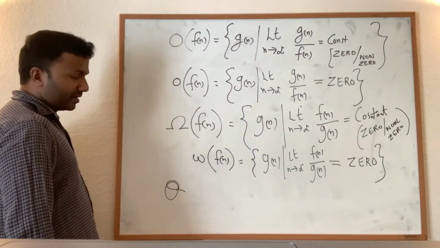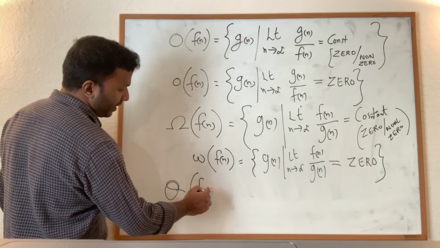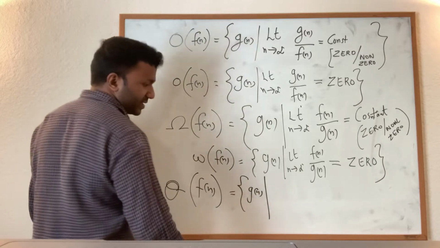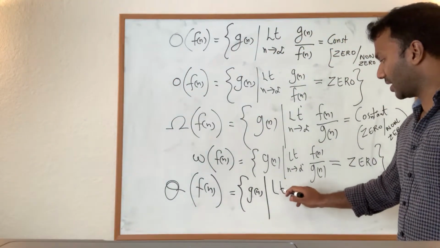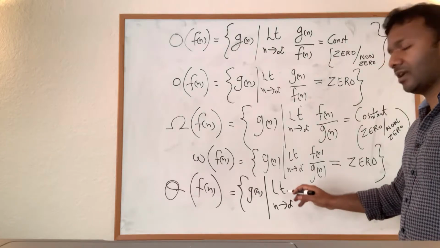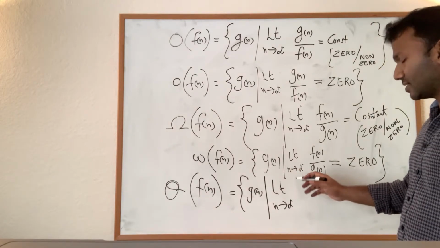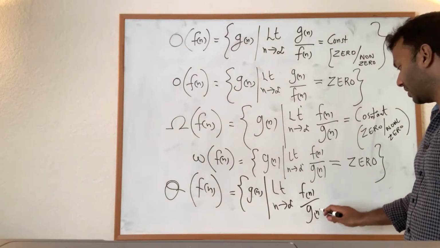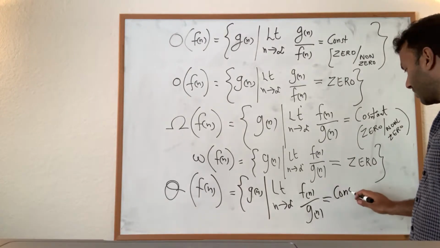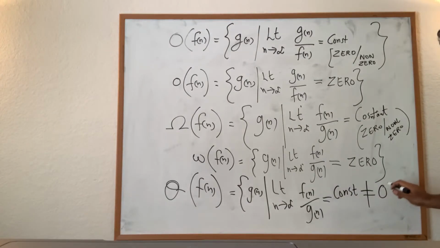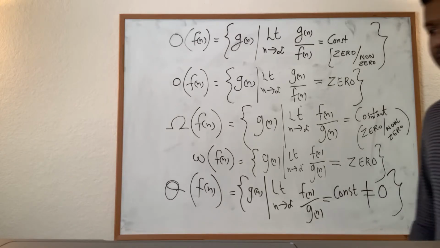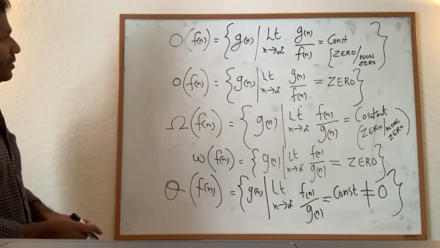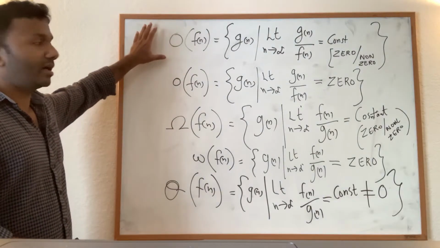And the last thing is called theta, which is: theta of f of n is the set of all functions g of n such that limit n tends to infinity of f of n over g of n, or even we can write it as g of n over f of n. Let me just write it as f of n over g of n. That should be a constant and it cannot be 0.